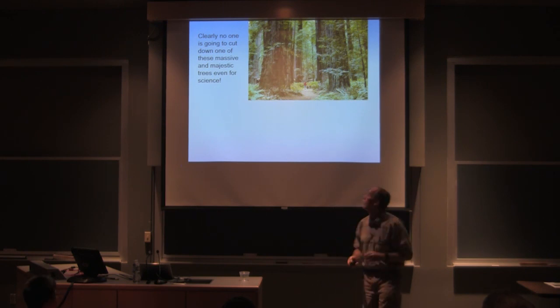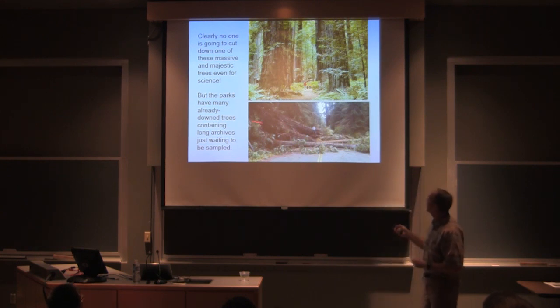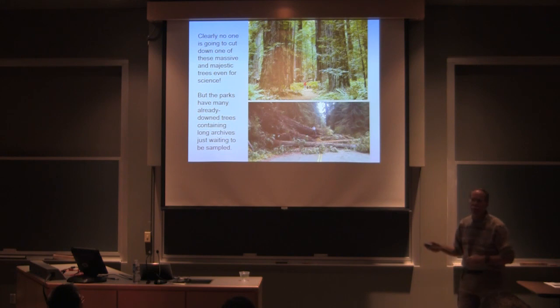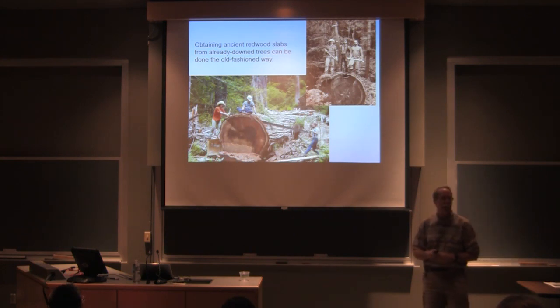Okay? But these trees fall down naturally in a windstorm. This is a tree that fell down in Prairie Creek Park 4 or 5 years ago. And you can see how big it was. And they had to clear this tree. It's covering the road. So if they clear the tree, there's an end of the tree that is available for sampling. And we have a permit to take the slab off of that tree.